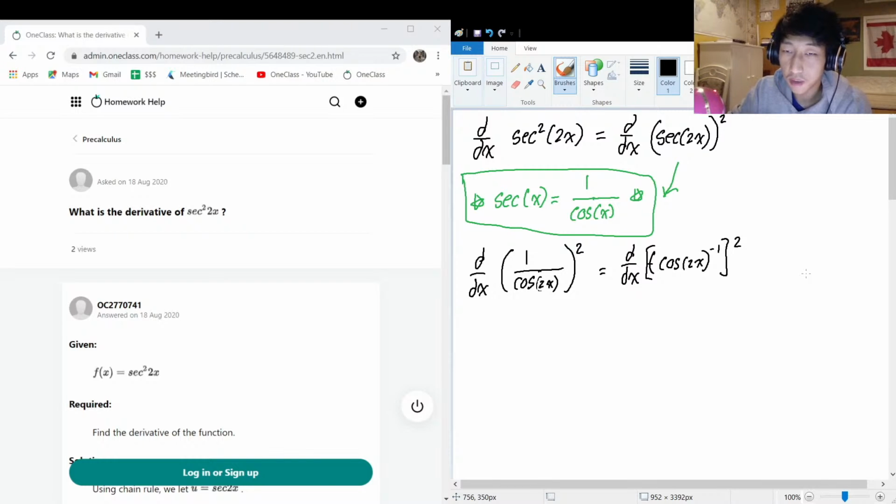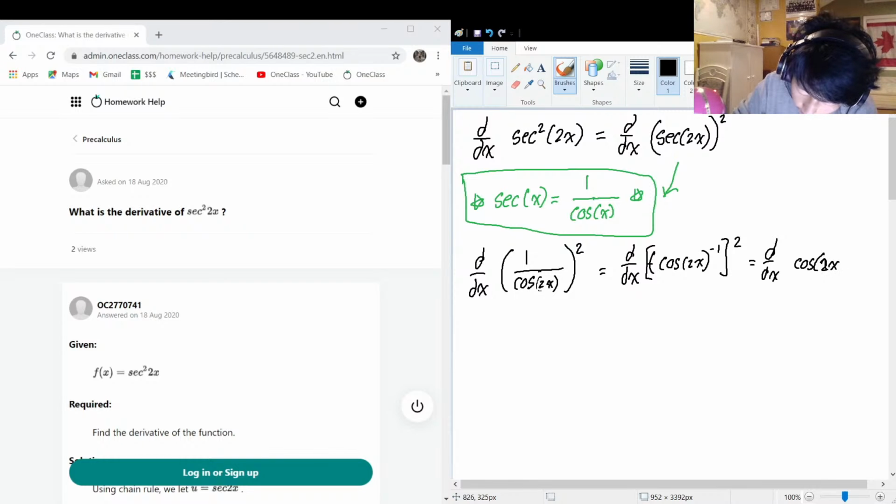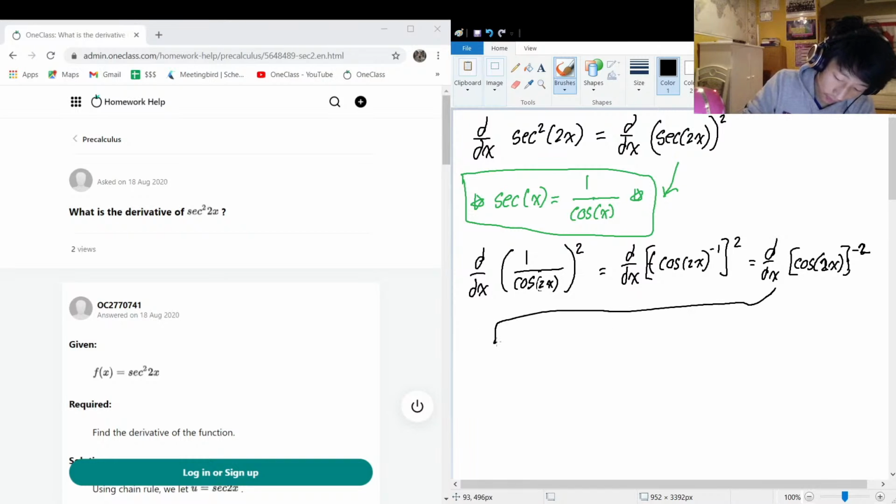Okay, so then we can multiply the exponents together. So we just have d over dx of cos 2x to the power of negative 2. And that is, in my opinion, a much easier derivative to deal with than the secant squared 2x, because this is just like a chain rule situation. So now with the power of the chain rule, we got something like this.